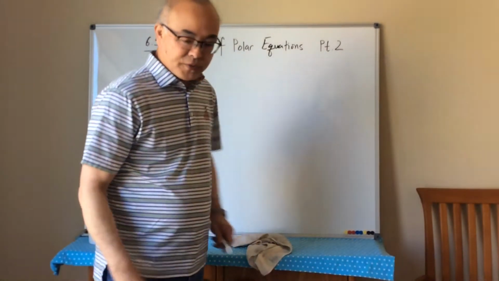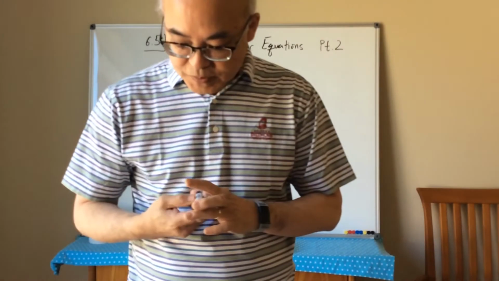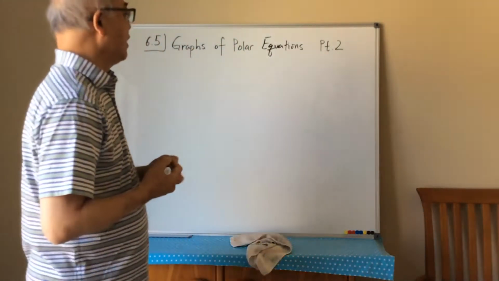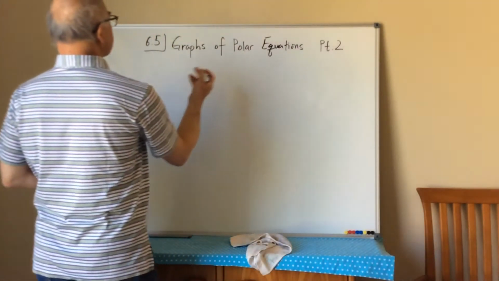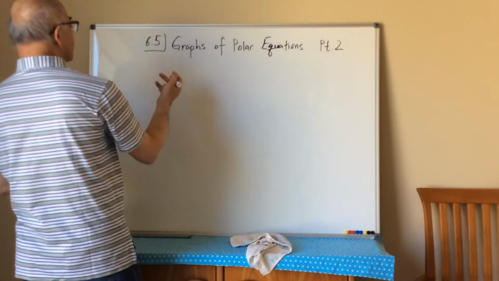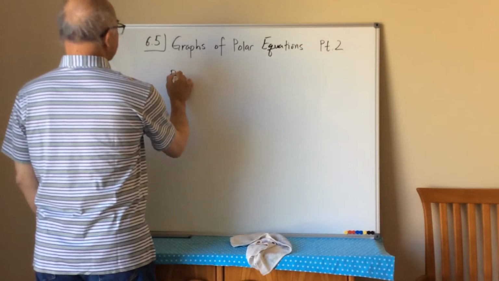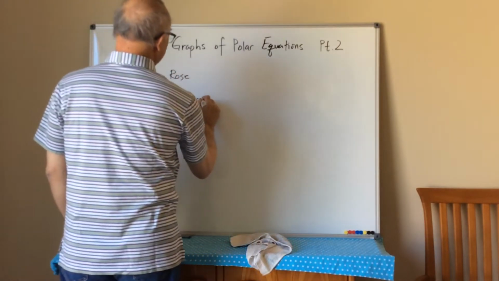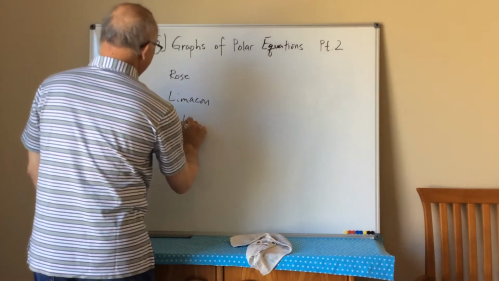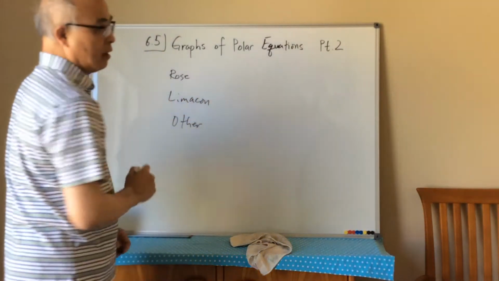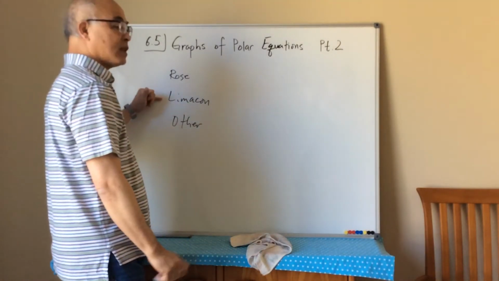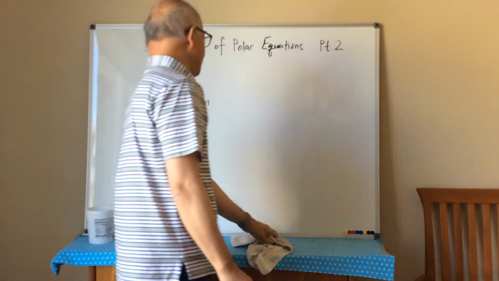All right, so we're talking about the actual curves themselves now, the polar graphs themselves. The graphs of the polar system, there are actually three types. There are two big types, the rose petals and the limacon, and then there are the rest. We've seen the rose petals, and we've seen the limacon. We haven't talked about the others yet.